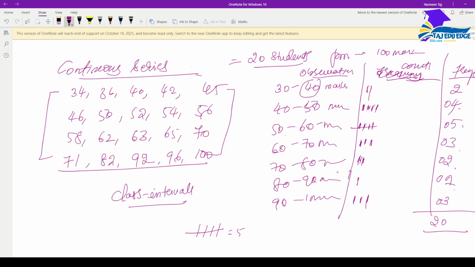So this is what we call a continuous series data using the exclusive method. This one is the exclusive method. Okay, I will be discussing this exclusive method and inclusive method in the next video. I hope that you have understood the differences between individual series, discrete series and continuous series.